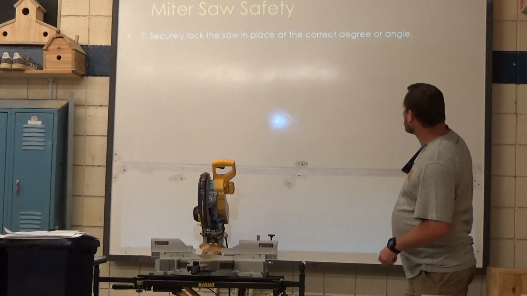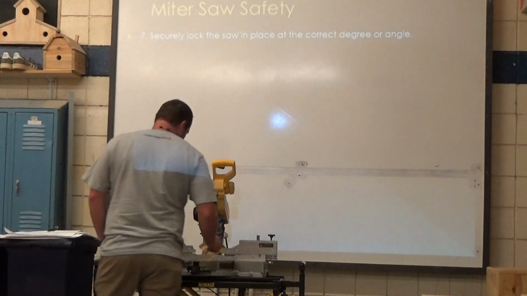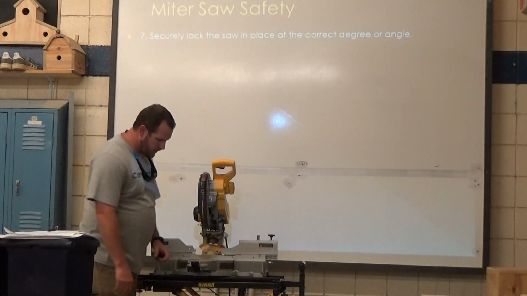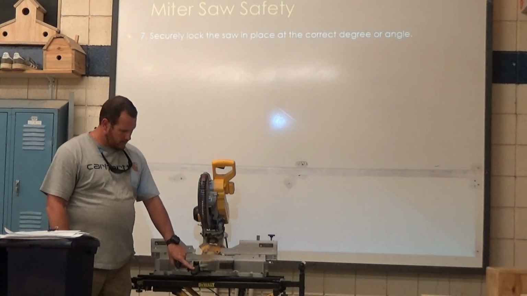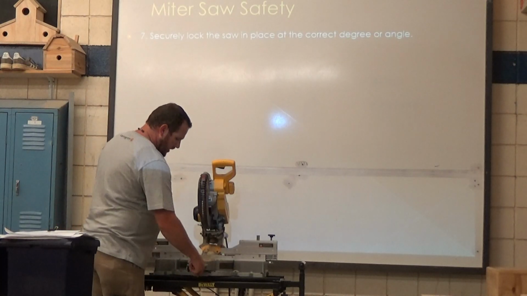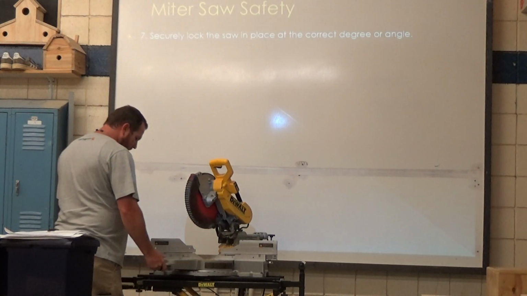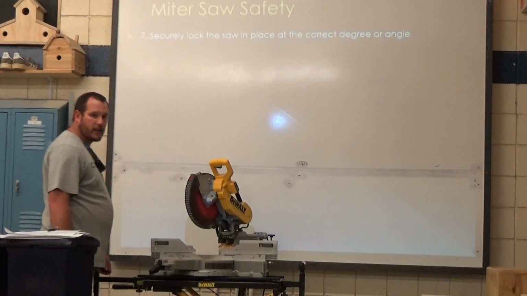Securely lock the saw in place at the correct degree or angle. This needs to be locked down. All right? That is unlocked. Pushing it down is locked. All right? And if you want it on a different angle, go to that angle and lock it in place.